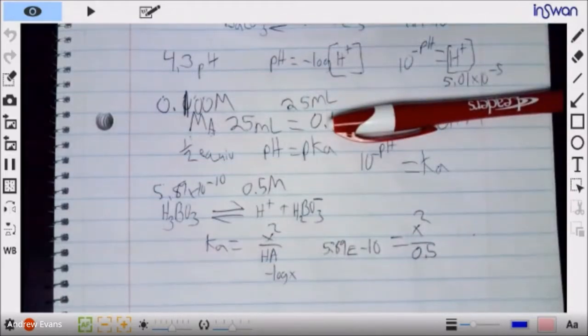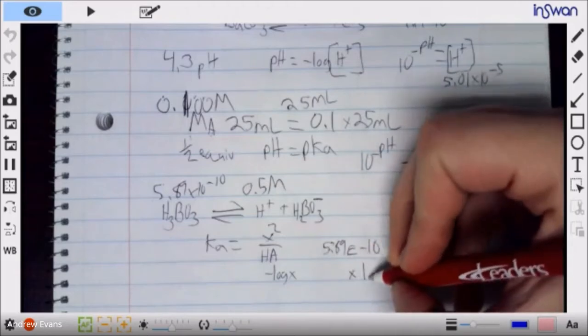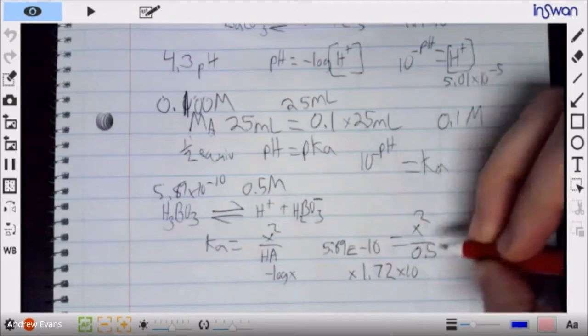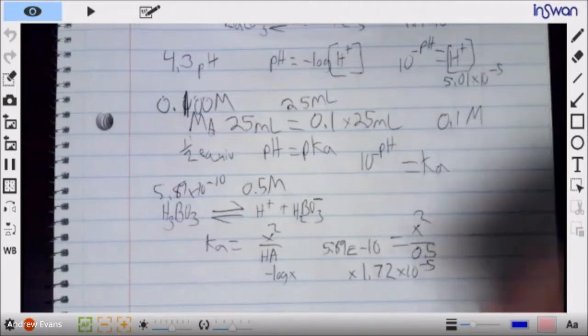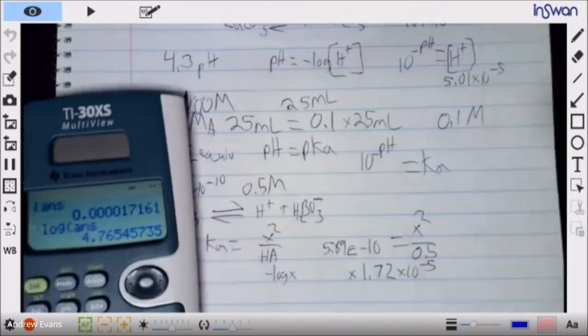So 5.89 times 10 to the negative 10 times 0.5. We're going to square root that to get our x. X is equal to 1.72 times 10 to the negative fifth. Take the negative log of that. You get a pH of 4.76.